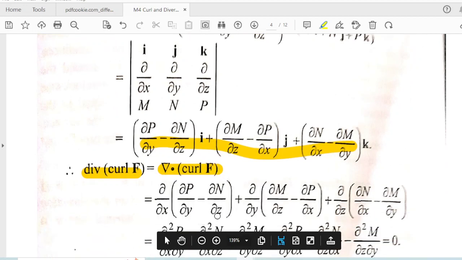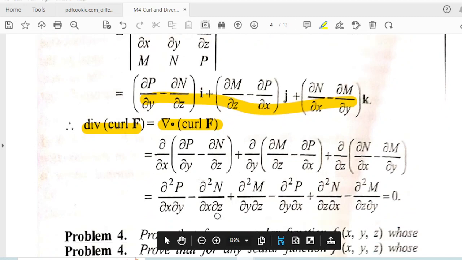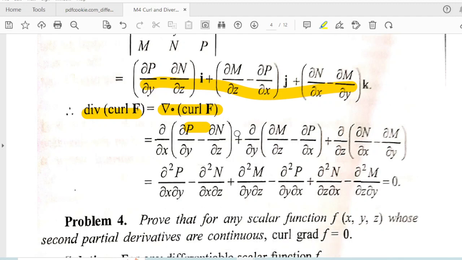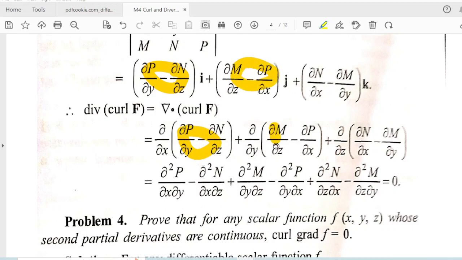So del dot curl f bar, that is dou by dou x of this plus dou by dou y of this plus dou by dou z of this. So you are getting del dot curl f bar. That is dou by dou x of, here we know in curl f bar, this is our m. In case of curl f bar, this is our m. So dou by dou x of m plus this is our n. So dou by dou y of n plus this is our p, dou by dou z of p.